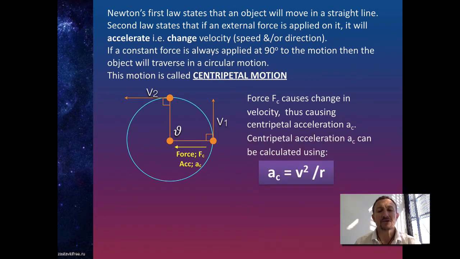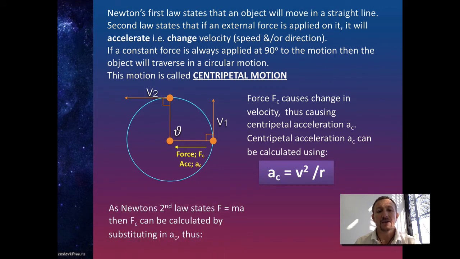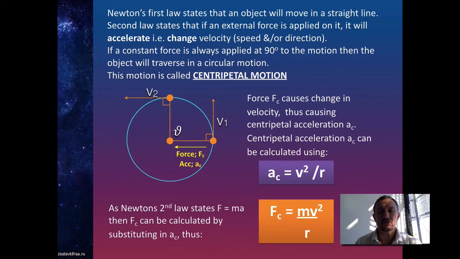Now we know that centripetal acceleration, the rate at which it changes its direction, can be calculated by v squared over r, where r is the radius of the circle. Then we can apply this into Newton's second law, F equals ma. So instead of a, we will put a_c, which is the acceleration due to centripetal force, and the result is we can work out the centripetal force using mv squared over r, where v squared over r was the centripetal acceleration. So these are our two major formulas which we can utilise.